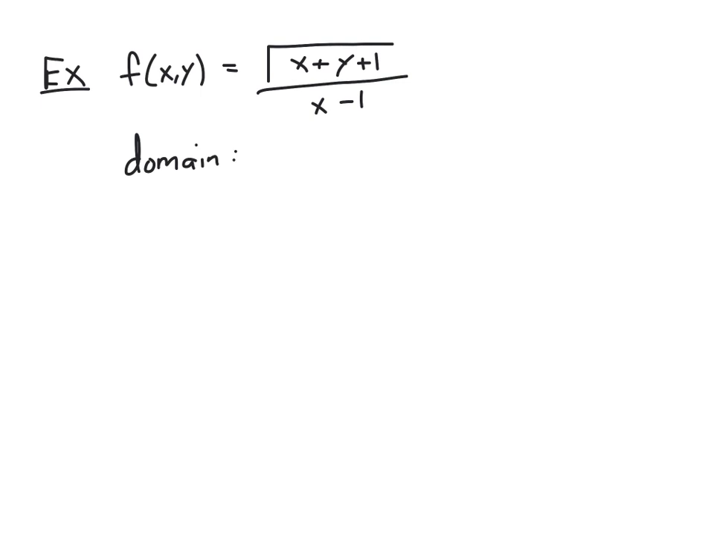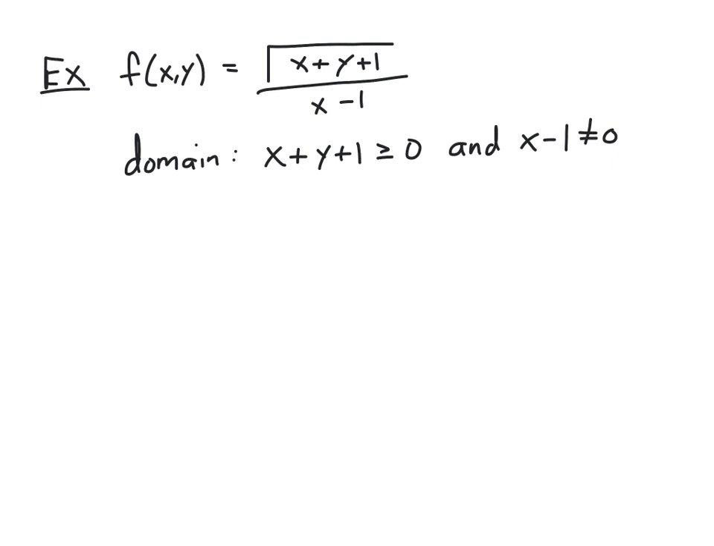So when I look at this, I see two possible issues with the domain. I see that we have a square root in the numerator, and whenever we have a square root involved, I know that the thing that we're taking the square root of needs to be greater than or equal to 0. So I do need x plus y plus 1 greater than or equal to 0. And that will make the numerator a defined number. And then the denominator is always defined. x minus 1 has no problems by itself. But because it's in the denominator, we cannot have a 0. And so I also need x minus 1 to not equal 0.